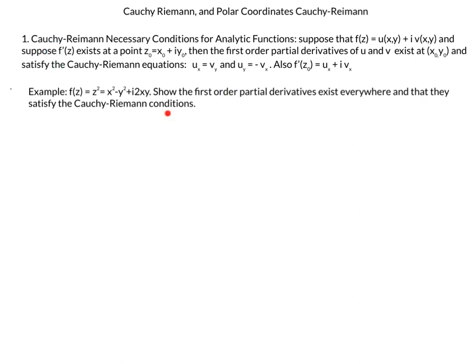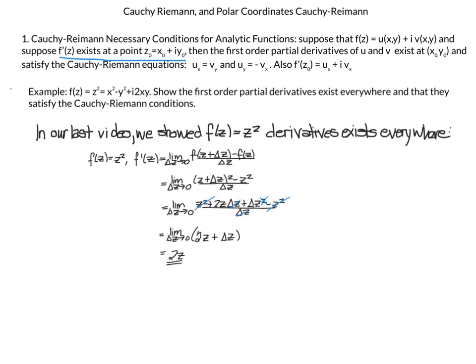So to show these two things according to this theorem, what we need to show is that f prime of z, that's our condition over here, exists at some point. In our last video, when we talked about derivatives, we showed that for f equals z squared the derivative exists everywhere, and we did that using the definition of the derivative. We showed that the limit is equal to 2z. I'll leave this for your reference, but again, this was shown in our last video.